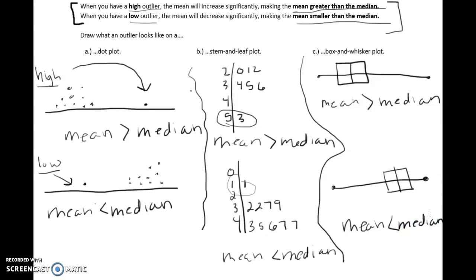Okay, so what's important here again is realizing that an outlier will have a significant effect on the mean, but it barely messes with the median. And that can be seen from yesterday's assignment. An outlier has a great impact on what a data set is going to look like. And so here are some examples of what an outlier will look like based on a dot plot, a stem and leaf plot, or a box and whisker plot.